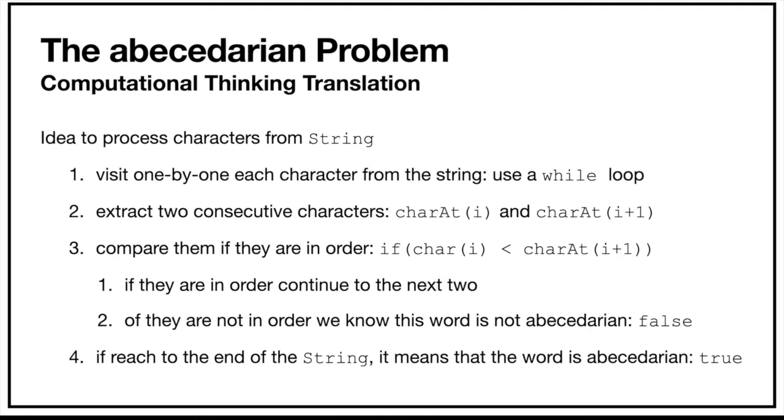Now, if we reach the end of the string, that means that the word is abecedarian. That's when we need to return true. Obviously, we arrived at step number 4. That means that the for loop was ending successfully. When we say that it's ending successfully, that means that we already passed the entire body of the loop a couple times, and then we exit successfully, and it's time to return true.